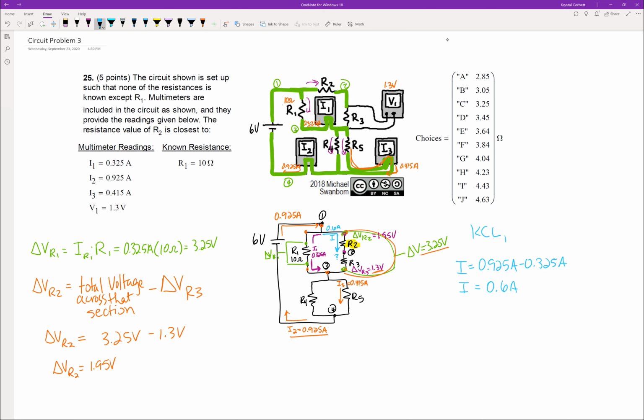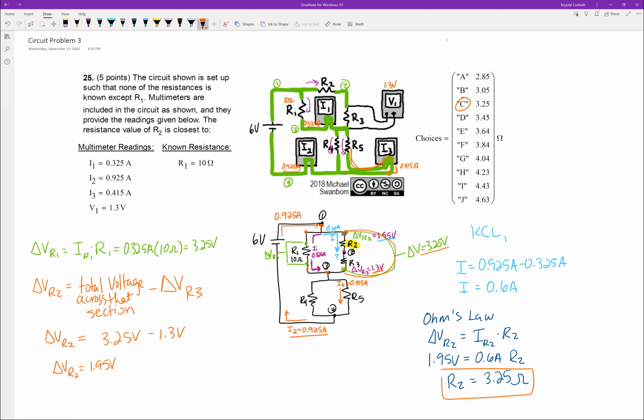Now, if we know the value of voltage drop across R2 and we know the current that passes through it, we can find the value of R2 by applying Ohm's law. Ohm's law states the change in voltage across R2 is equal to the current that goes through R2 times the value of R2. We know the change in voltage is 1.95 volts. We know the current is 0.6 amps, and we're trying to find the value of R2. R2 can then be calculated to be 3.25 ohms, which is answer C in the answer choice bank.